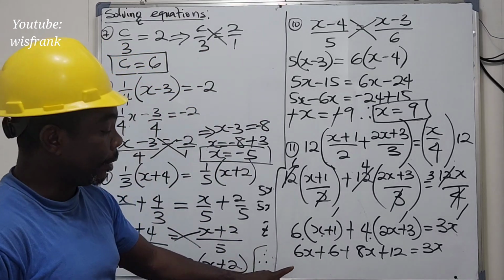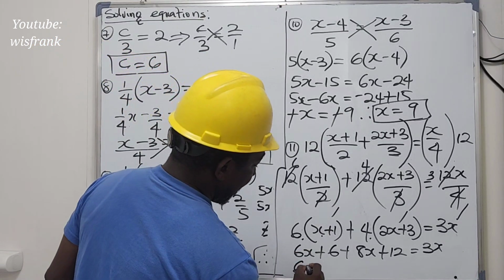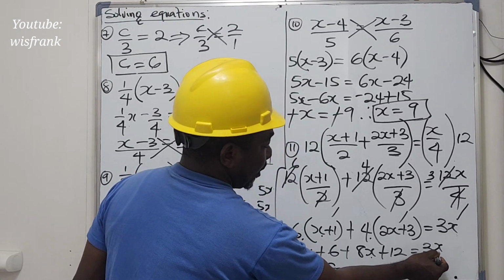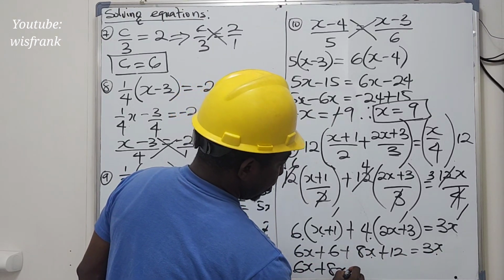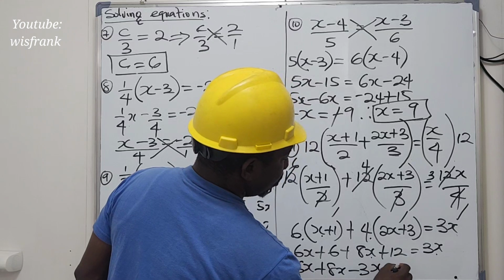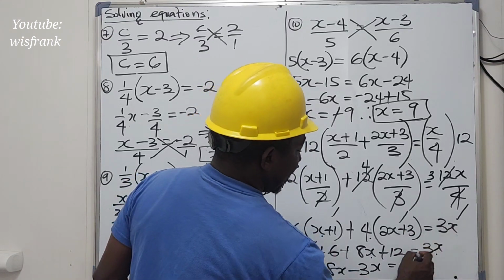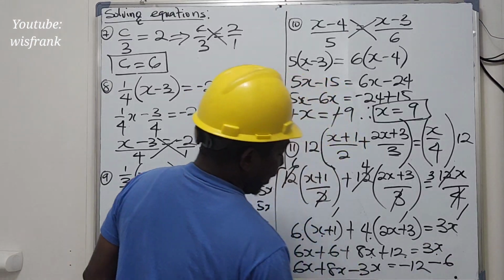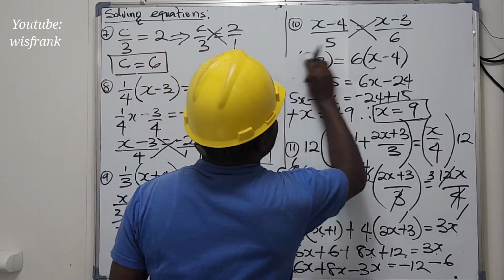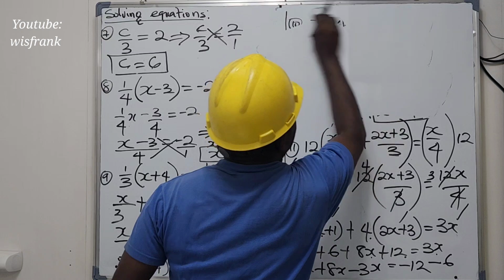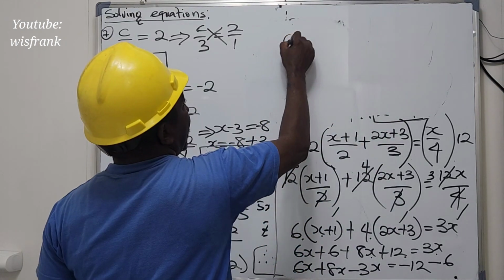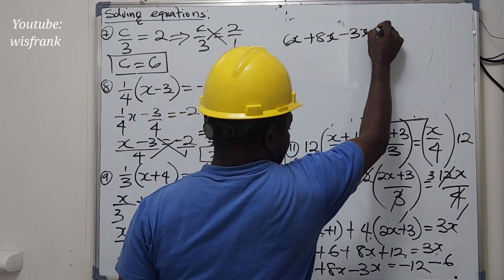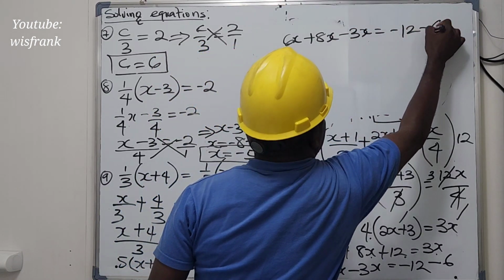So we need to collect like terms. So this will become, we take 6x first, then we have plus 8x. Transposing 3x to this other side, it becomes minus 3x, equals, we need to transpose 12 to this other side, becomes minus 12. Transpose 6 to this other side, becomes minus 6. Therefore, we have 6x plus 8x minus 3x equals minus 12 minus 6.